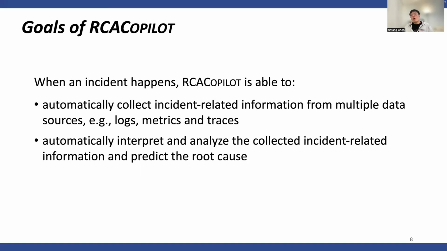The goal of the RCA Copilot is all about automation. We want the RCA Copilot to automatically collect diagnostic information from multiple data sources, like the logs, metrics, and traces, from multiple parts of the cloud. And we also want to achieve automation that interprets and analyzes the collected incident-related information and predicts the root cause. So that's the goal of our design.